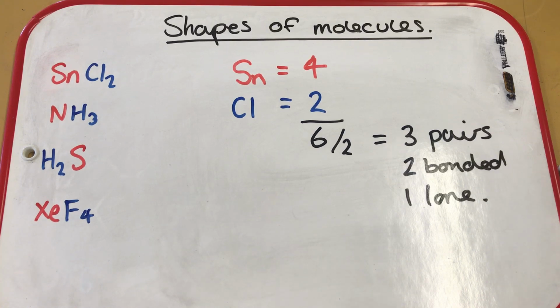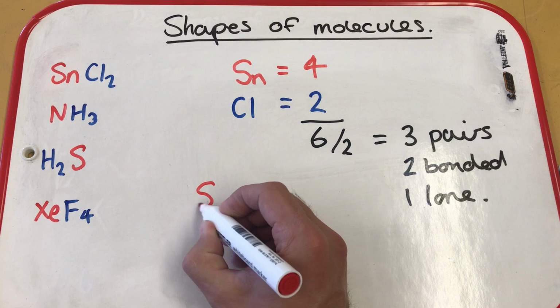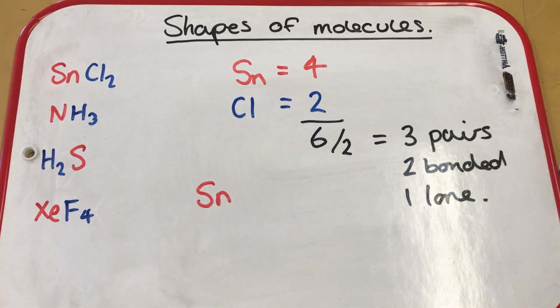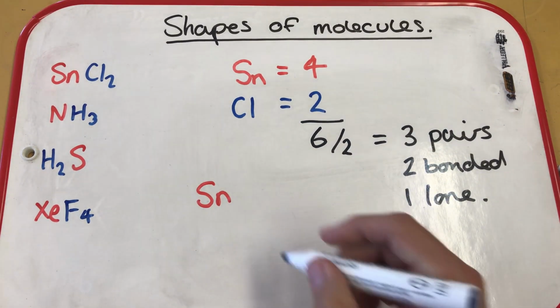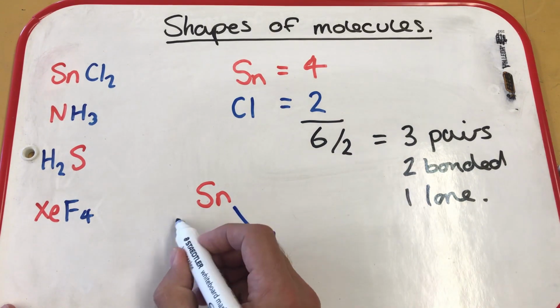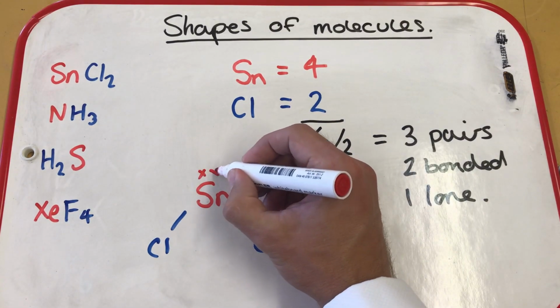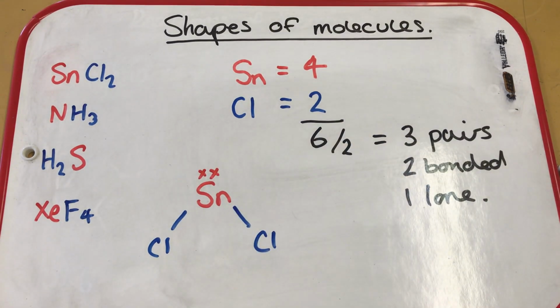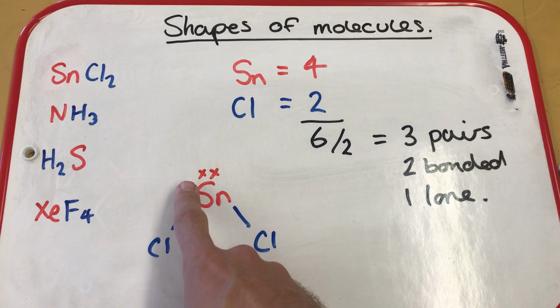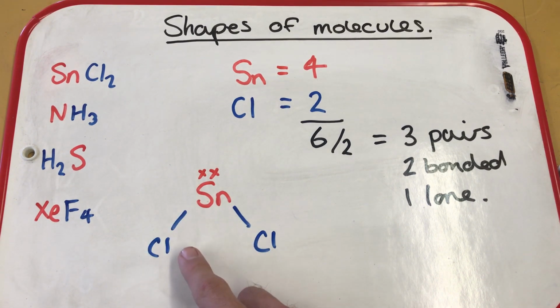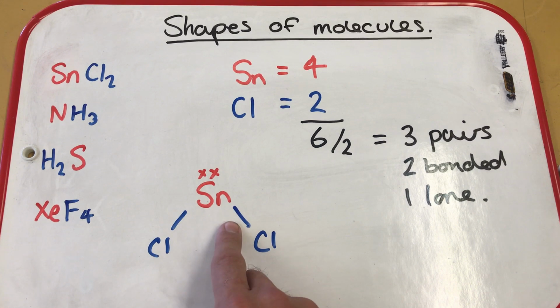Now if we have a look at what the structure will actually look like, we have tin here, bonded to two chlorines, and we have a lone pair of electrons on top of the tin, which we represent here with two crosses. So we've got a lone pair of electrons. That means this bond angle is going to be less than it normally would.